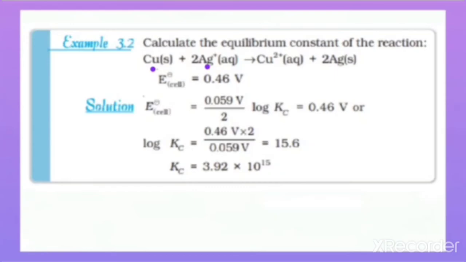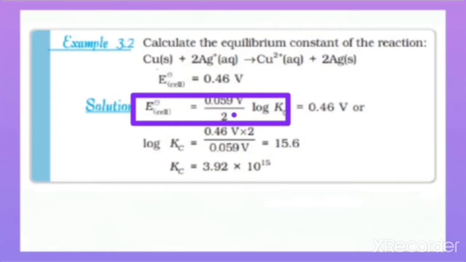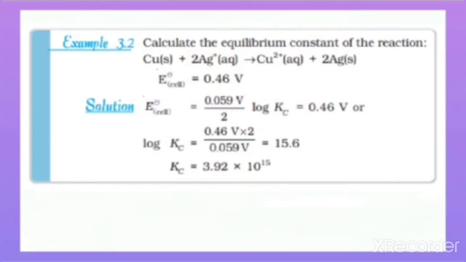The formula is E naught cell is equal to 0.059 by n log Kc. What is the value of n here? Here it is 2. Now we apply the value: n is equal to 2, so 0.059 by 2 log Kc.